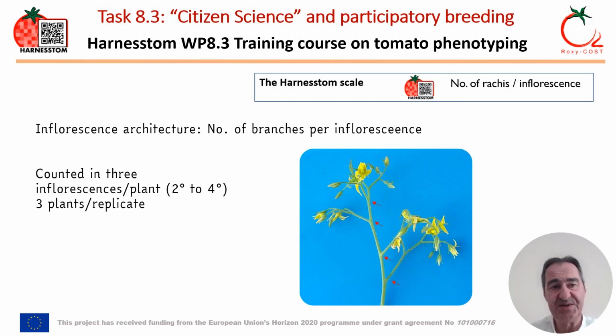If a more precise determination of the degree of compoundness is needed, it is possible to count the number of branches in a single inflorescence. This trait is not reported in the official protocol, but we set up to take it in the Harneston screening. Branches can be counted from the second to the fourth inflorescence in a congruous number of plants. This is a labor-demanding approach, but it is actually the most precise way to estimate the degree of branching in multiparous inflorescences.